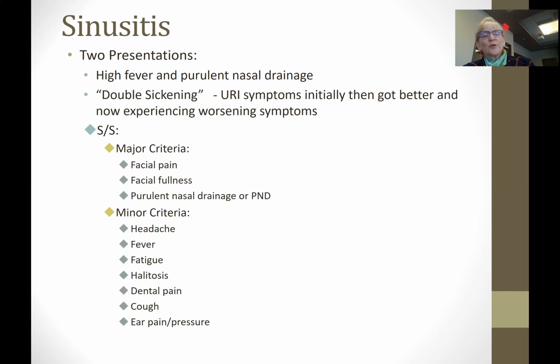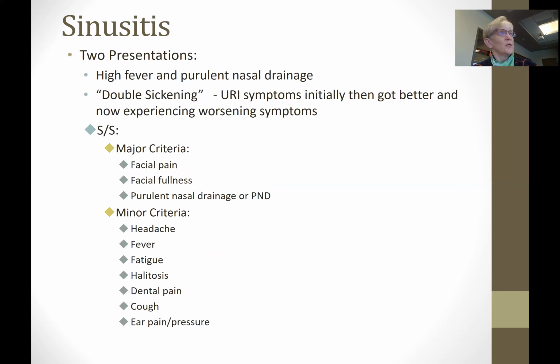So some of the things we're going to look for, your major criteria are facial pain, fullness, and then thick green drainage or a thick yellow-green postnasal drip. Again, these are in your older kids because they're going to be able to tell you that your face hurts.